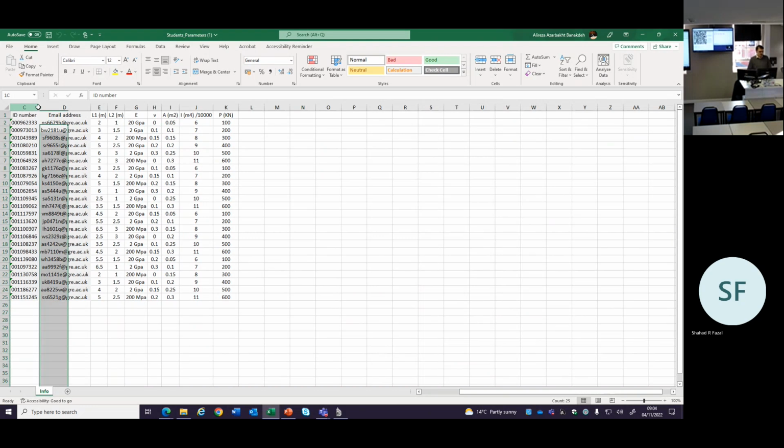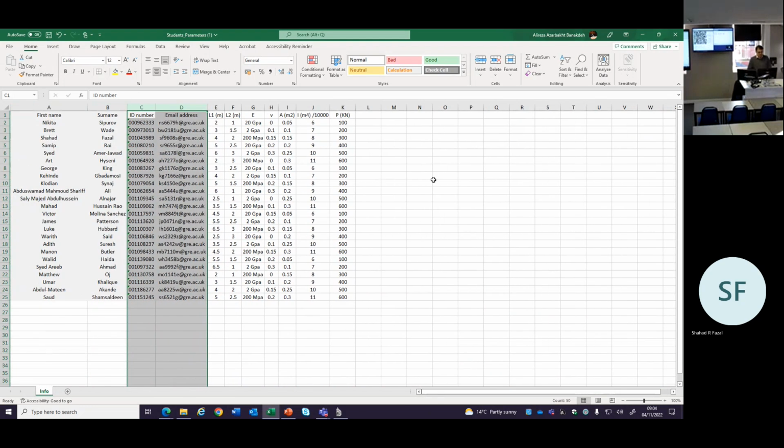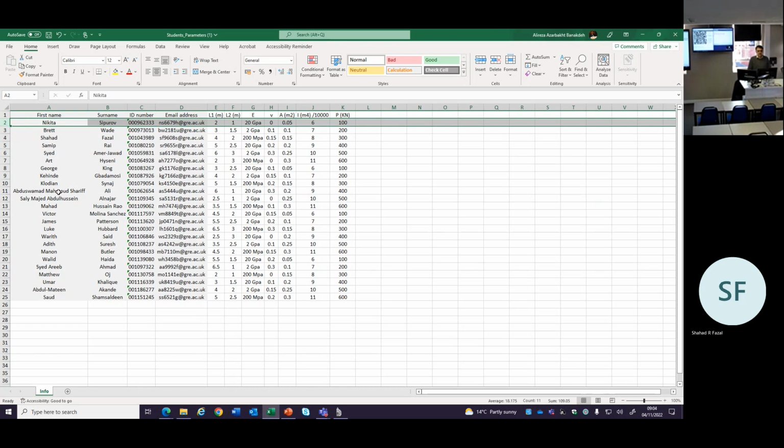which lists all the students here. This is something where you can find yourself. And if name, surname, ID number, or email is not correct, tell me, because I got this from the Moodle, and if anything is wrong here, we need to inform the administration about it. So everyone will find a name and a line for themselves.